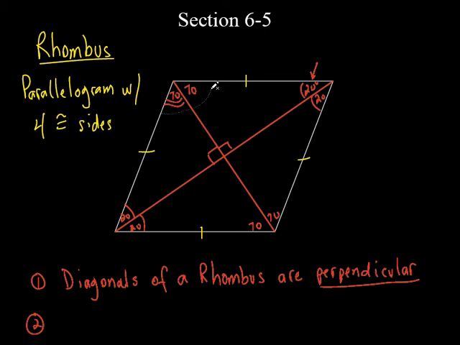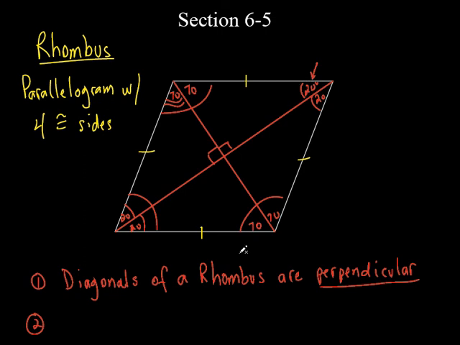Look, this whole angle is what? 140, and this whole angle is 140. This whole angle right here is what? 40. What's 40 and 140? 180. Remember, consecutive angles are supplementary. It's all coming together, isn't it? See how it all works together? So everything we said before holds true about a rhombus.